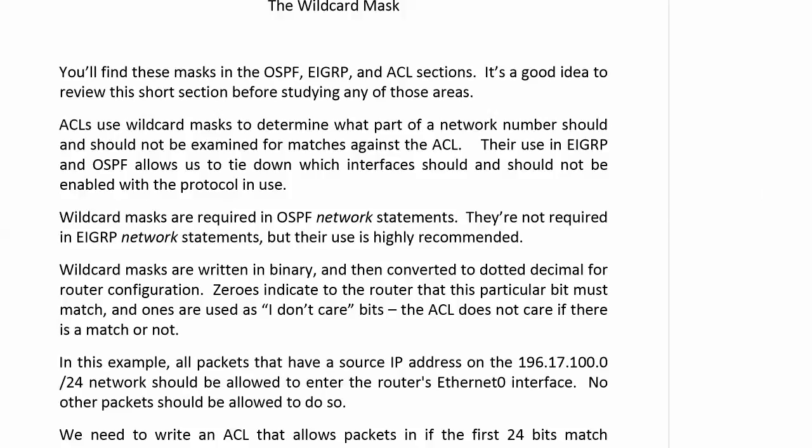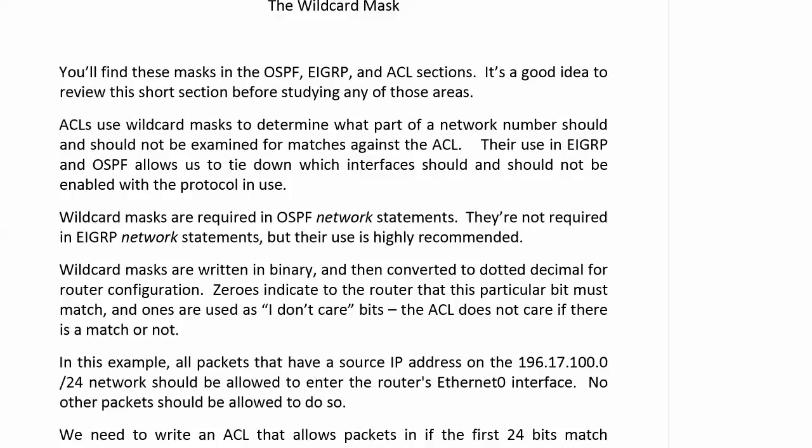Now, the wildcard masks, you'll usually write them out in binary and then convert them to dotted decimal, because that's the way you have to put them in at the router. Now, with some wildcard masks, you're just going to be able to look at the address and say, okay, I know what this is, without writing it out. But here, wildcard masks, I call them bizarro subnet masks, or inverse subnet masks, because the zeros in wildcard masks indicate to the router that this particular bit has to match. Ones are the I don't care bits. The ACL doesn't care if there's a match or not. It's the total opposite of a network mask.